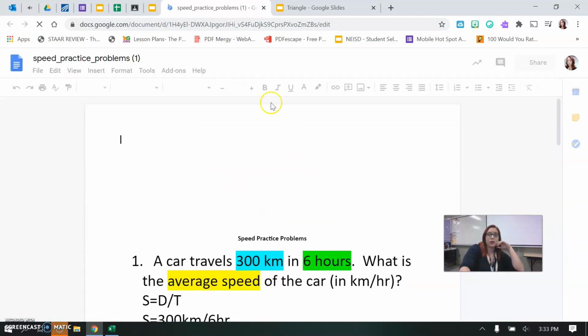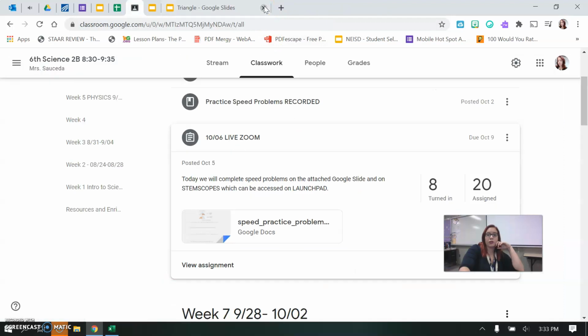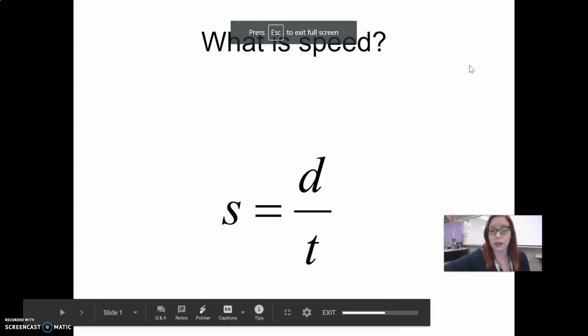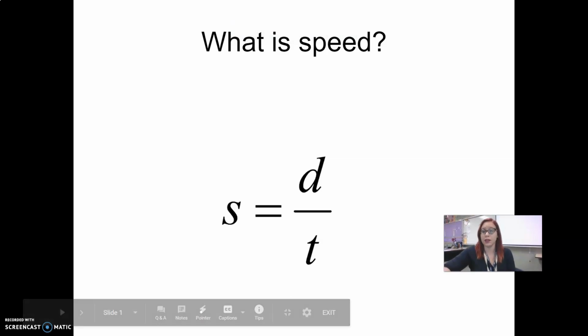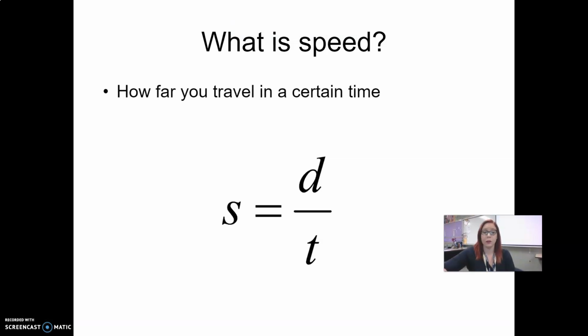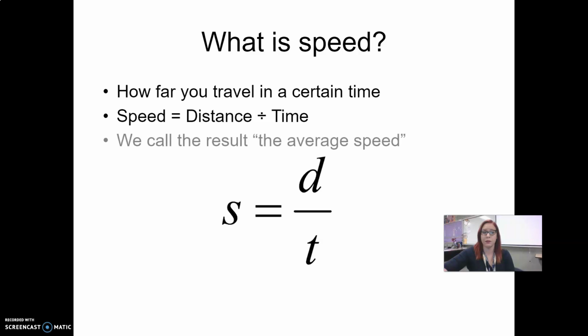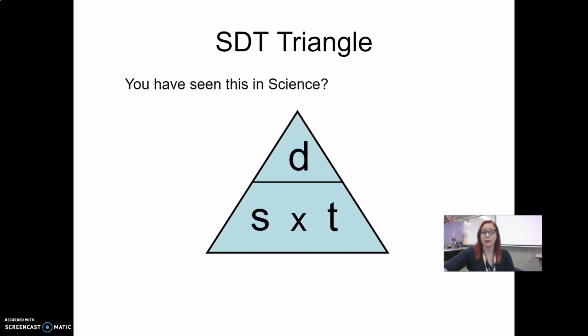But before you complete these practice problems, I want to show you the slideshow and explain to you how to complete the problems. So last class, you guys learned how to calculate speed. So what is speed as a reminder? Speed is how far you travel in a certain amount of time. Speed equals distance divided by time. We call the answer or the result the average speed.